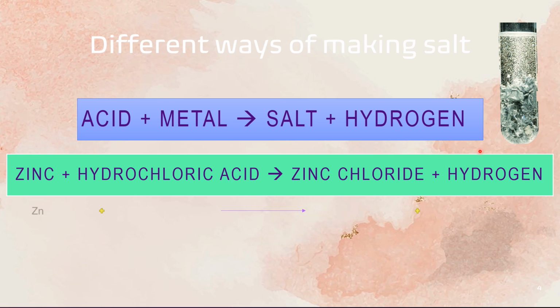And it's important to know the symbol equations as well. Zinc plus hydrochloric acid produces zinc chloride and hydrogen. Now if you're wondering which one is the salt, it's zinc chloride.